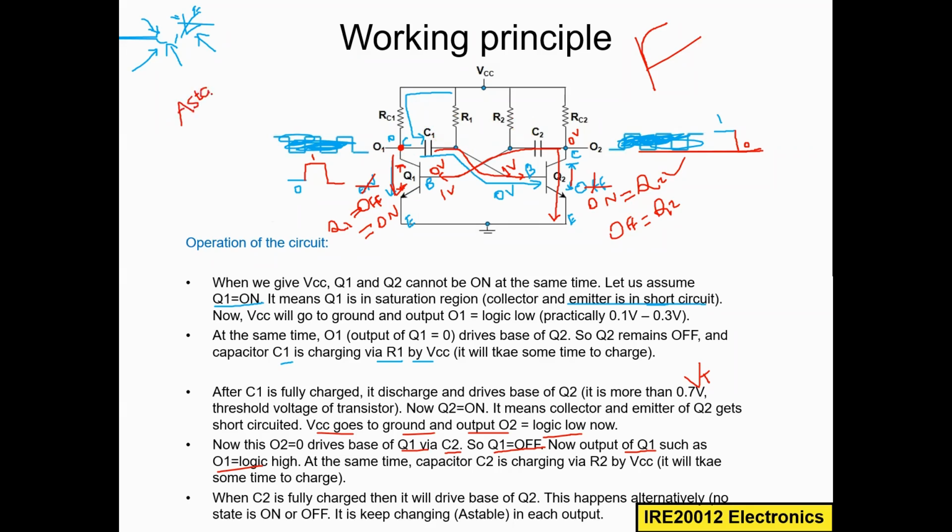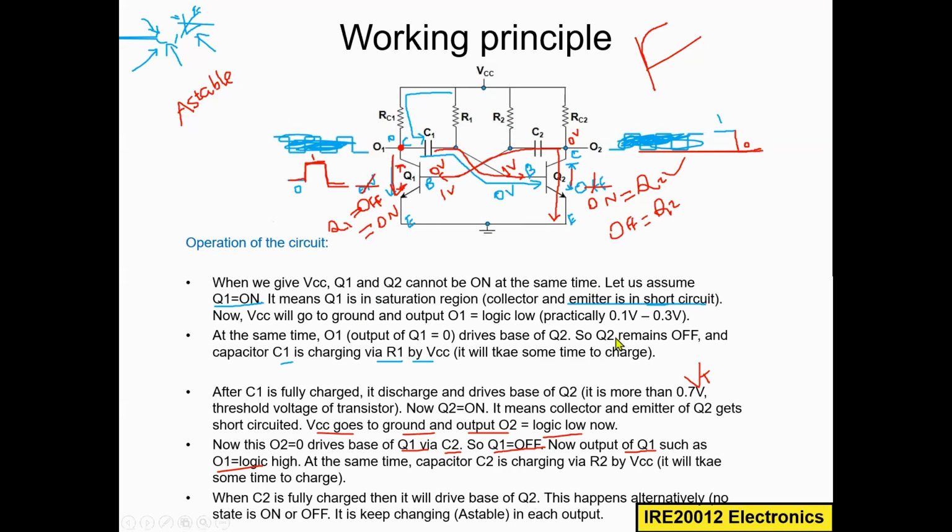Here we are not giving any trigger pulse. So this is staying in logic 0. After some time, it immediately goes to logic 1. So this stays in logic 0 until C2 gets fully charged, and then it goes to logic 1. And then it stays in logic 1 until C1 gets fully charged, and then it goes back to logic 0. So this is happening alternately. This is the operation of this astable multivibrator.